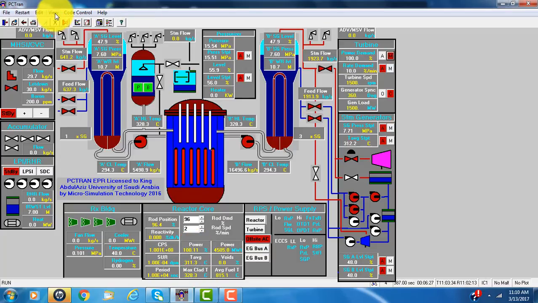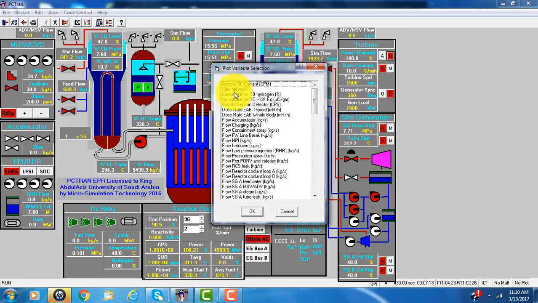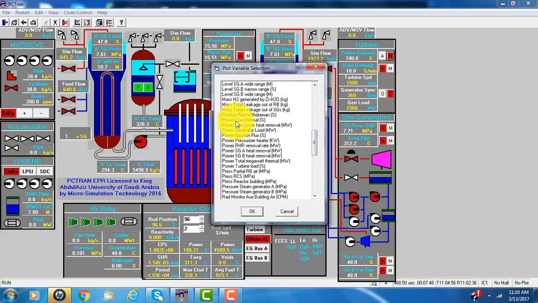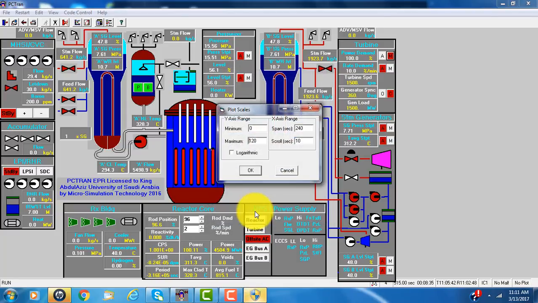Okay. And we can go to the cursor at the top menu bar, View and Transient Plot. They have all the key variables in alphabetical order. So I can show you the power. Power is P, the core power, the neutron power and the turbine load. There are 3 numbers, they're slightly different. I click OK, and the span, let me change to 600, of the diagram and click OK.